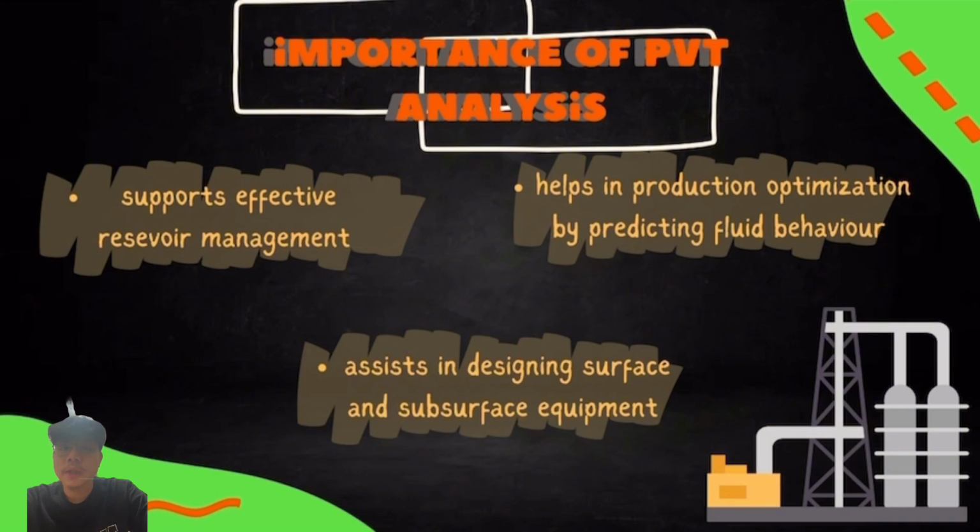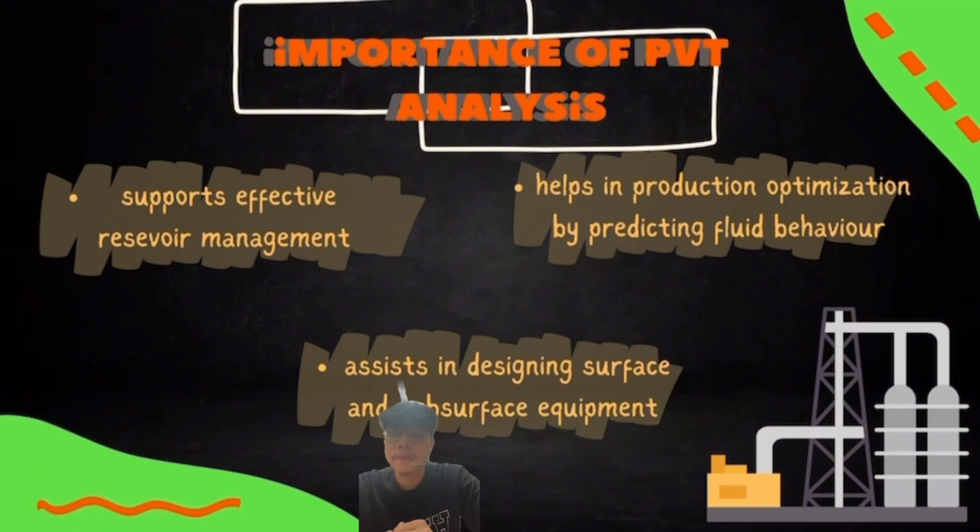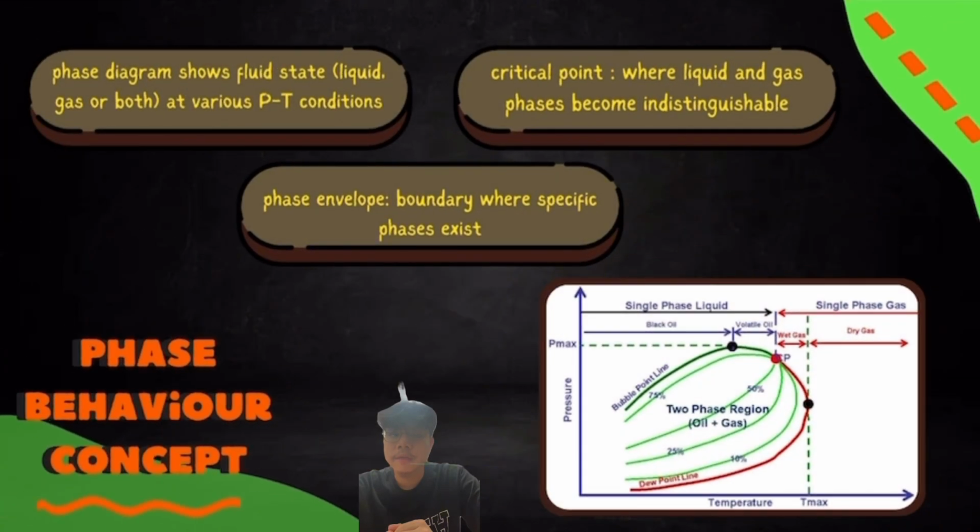One of the most important concepts we explored was phase behavior. In the lab, we observed phase diagrams that illustrate how fluids transition between liquid, gas, or two-phase states under different conditions. We learned about the critical point also, where the liquid and gas phases become indistinguishable, and phase envelopes, which define the boundaries within which a specific phase exists. These diagrams are crucial for predicting how reservoir fluids will behave during production.